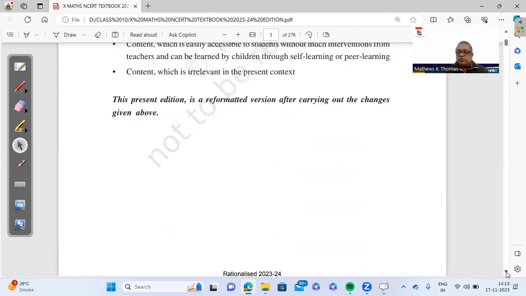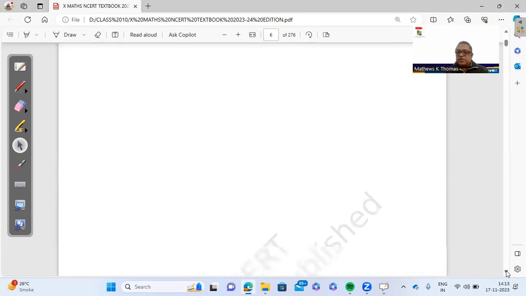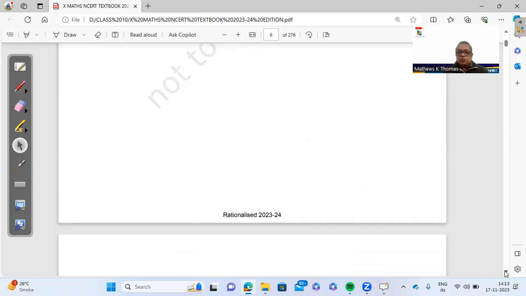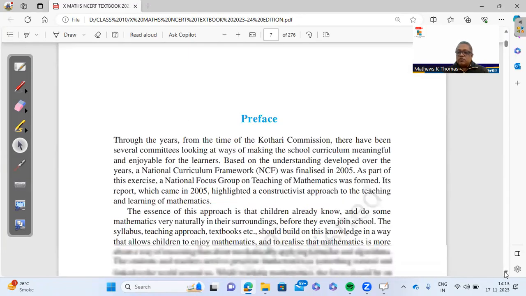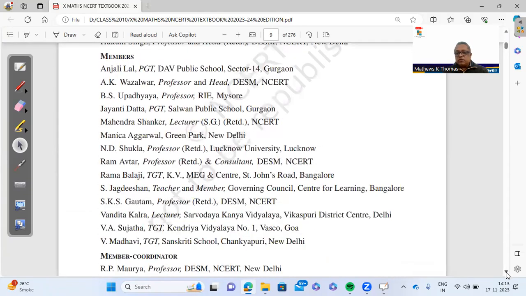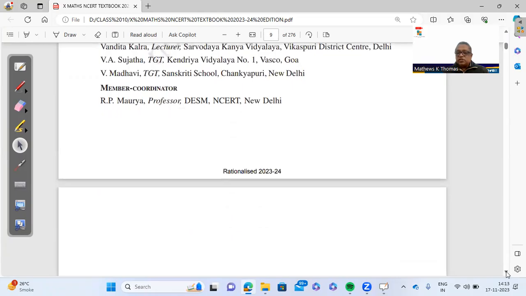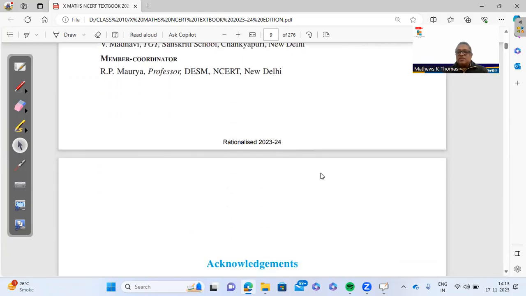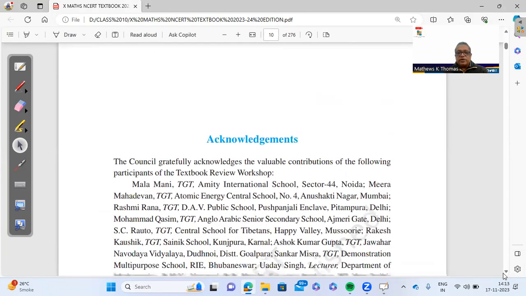So this is the PDF of the latest maths textbook. Kindly do not refer to old textbooks as it has a lot of extra syllabus. So this is the deleted syllabus as per 2022 that I am doing. Last year it was rationalized. So this is the rationalized book. That's why you find this rationalized content 23-24 here, right?